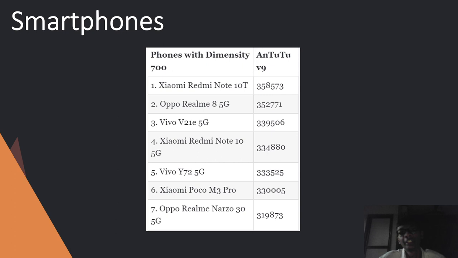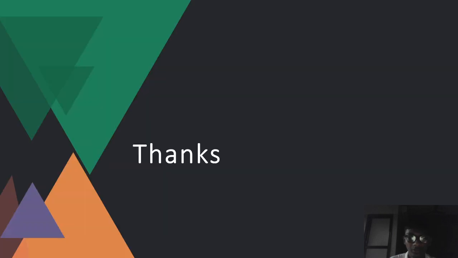There are some smartphones which use the Dimensity 700. Xiaomi Redmi Note 10T: the Antutu score for this is 358537. Second one is Oppo Realme 8 5G. The Antutu score is 352771. For Vivo V21 5G, 339506. And there are many more phones and their scores.